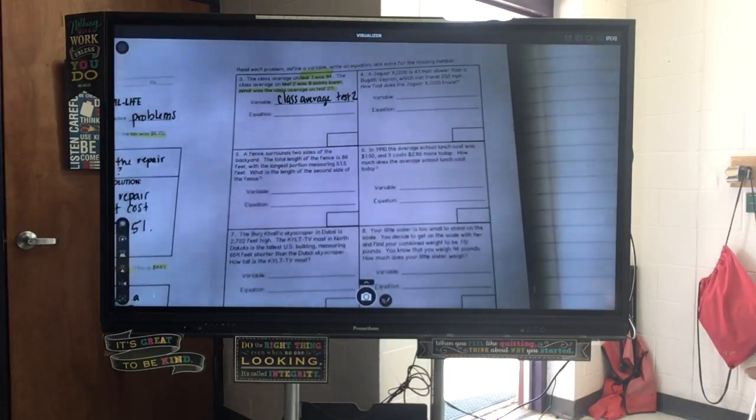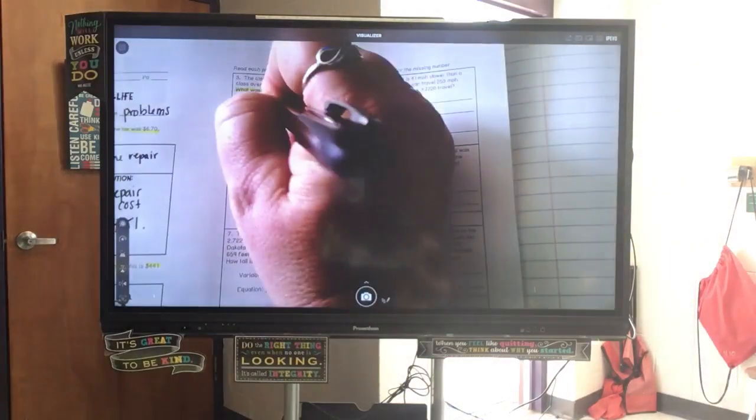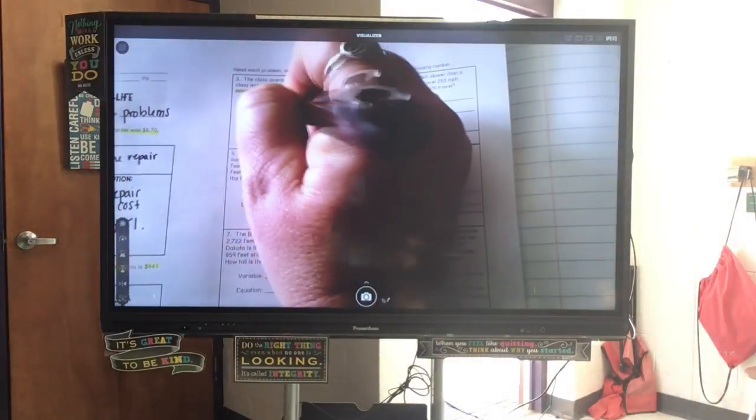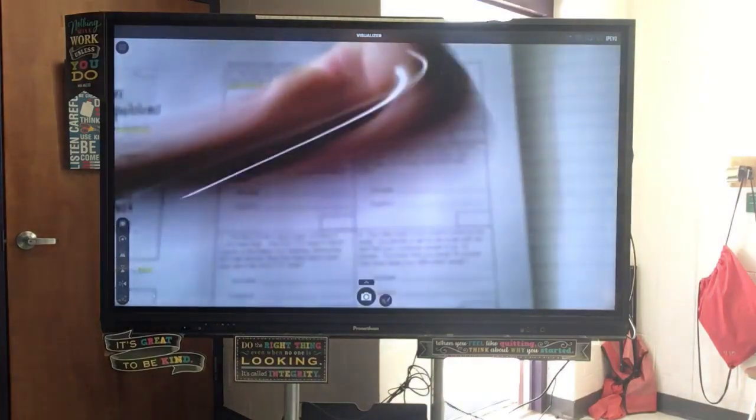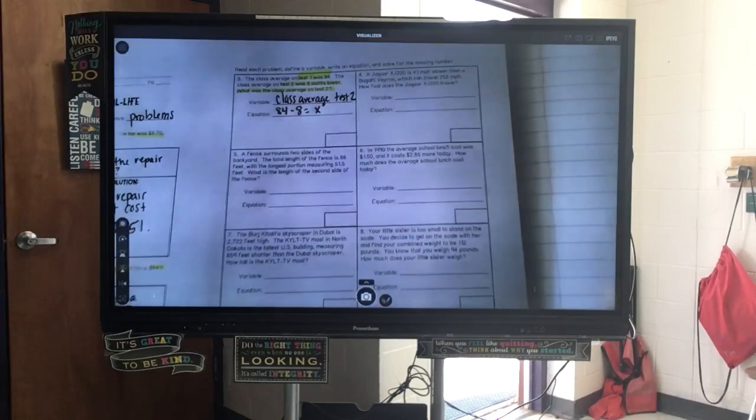Now this equation is a little bit different because a lot of times we don't have our equation end up like this. But there are going to be a few today that you encounter where your variable ends up being your answer. Alright, so we would write our equation as 84 minus 8 equals x. Not all the time does it happen and play nice, but sometimes it does.